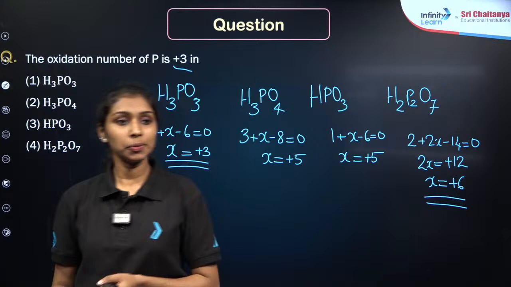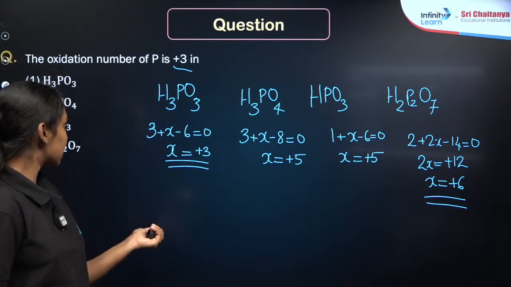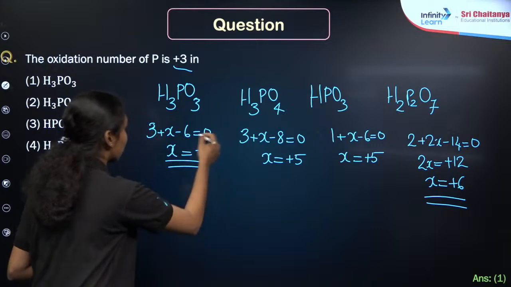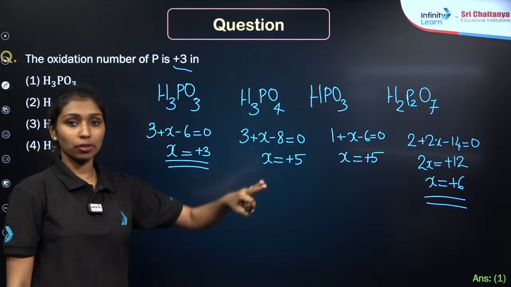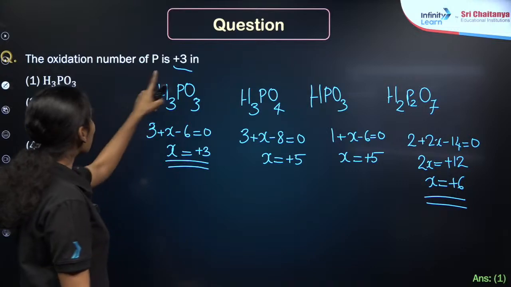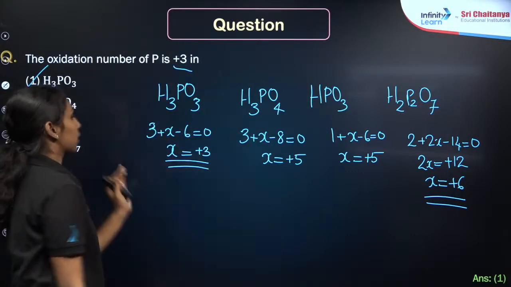Which one will be the correct answer? Yes, option A, right? H3PO3 having the oxidation number of +3. First, you have to calculate the oxidation number of phosphorus in each of the four compounds, then find out the one which is having the oxidation state of +3. Here, the first one, H3PO3, is the correct answer. Clear?